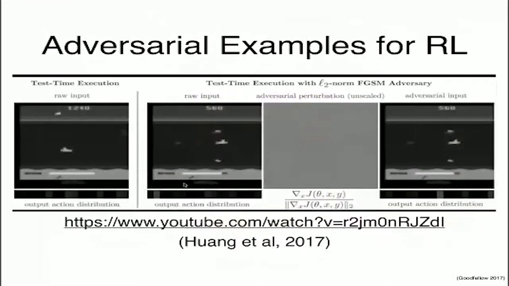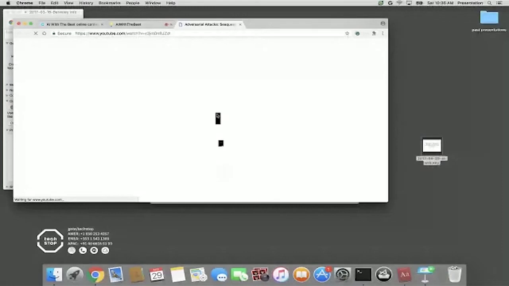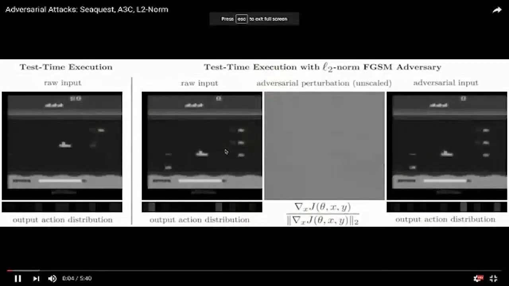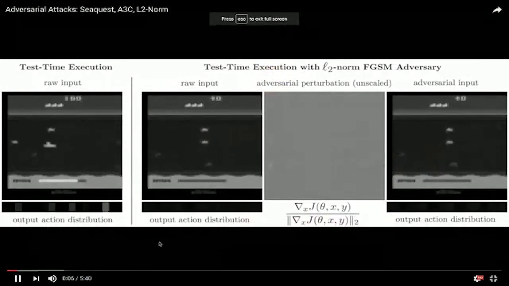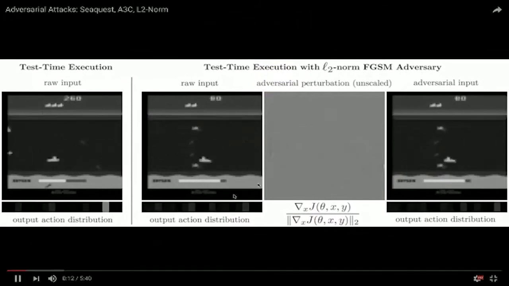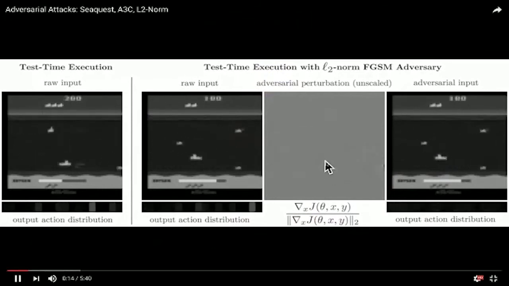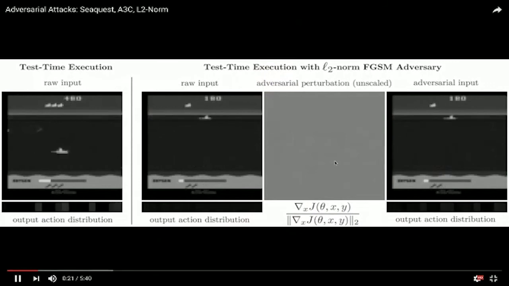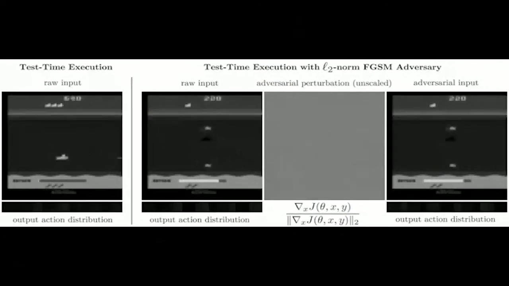There's also adversarial examples for RL. So I'll show you this YouTube video really quick. This is by my colleague Sandy at UC Berkeley and some of our other collaborators. This is an Atari game called Seaquest. And by applying the perturbation that you can see in the second to last frame on the right, we can actually make the machine learning model perform much worse than if it's able to perform its actions without anybody interfering.